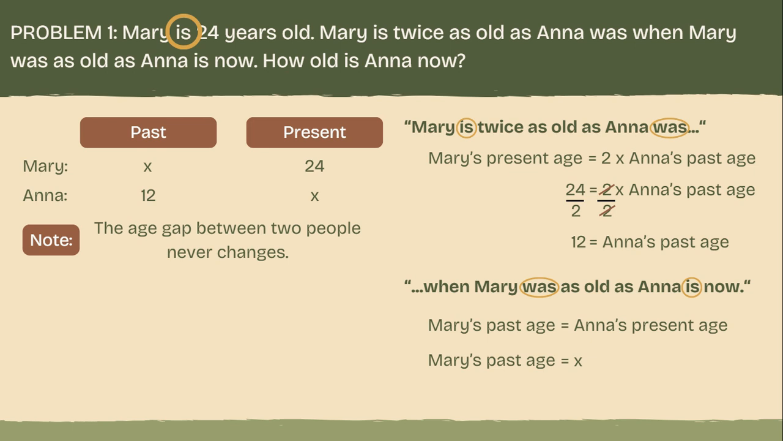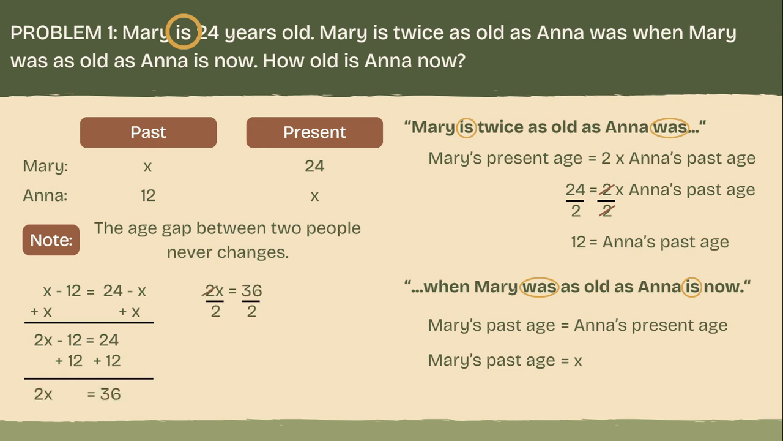In the past, the age gap between Mary and Anna was Mary's age minus Anna's age, which is X minus 12. In the present, the age gap is 24 minus X. Since the age gap does not change, these two expressions must be equal. Adding X to both sides gives 2x minus 12 equals 24. Then, adding 12 to both sides gives 2x equals 36. And dividing by 2 gives x equals 18. Since x represents Anna's present age, Anna is now 18 years old.